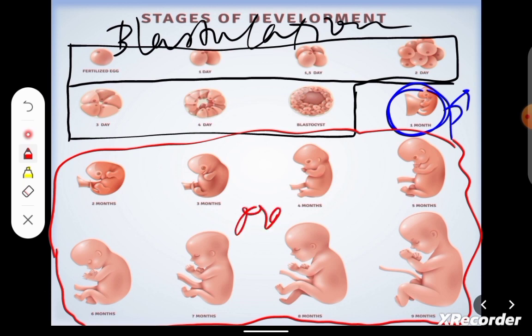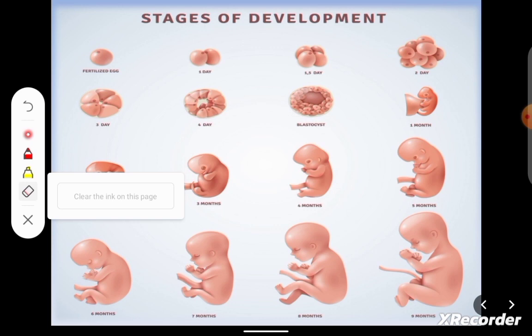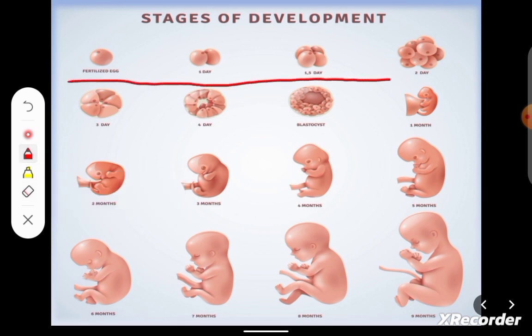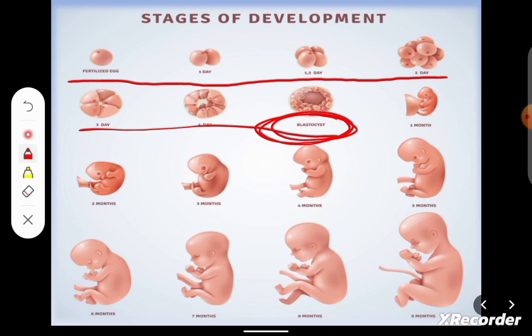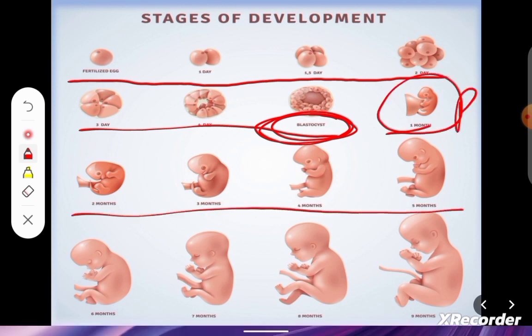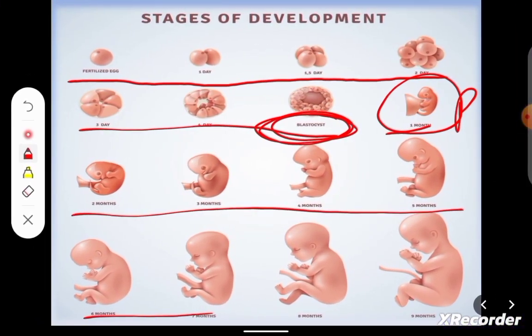So I'm writing here organogenesis. Okay, I know my writing is very bad, please cope up with it. But you can understand from these pictures, no? Let me just clear the ink. So we have seen that up to here, blastocyte is written, up to here this is the blastulation. Next from here, this is the placentation. These all are the pictures of organogenesis.